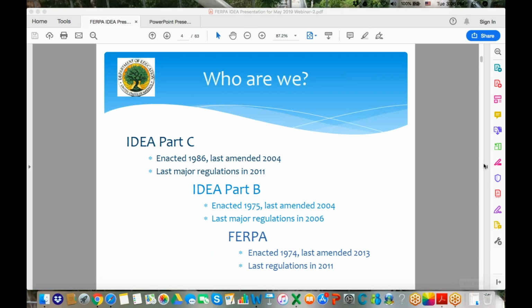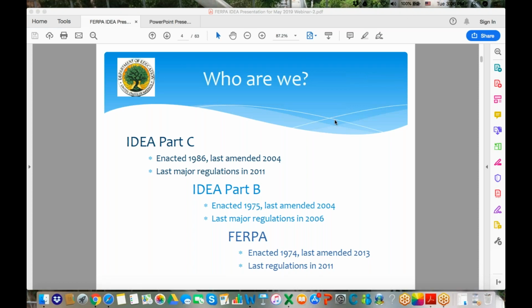Thanks, Frank. So our oldest privacy statute in the educational arena is FERPA, and FERPA was enacted in 1974, last major set of regulations in 2011. IDEA Part B has been around since 1975, obviously then referred to as the Education for Handicapped Act, and in 1986, IDEA was further amended to add the early intervention and preschool programs. The last major set of IDEA Part C regulations in 2011 added for the first time separate confidentiality provisions that expressly applied to early intervention programs.